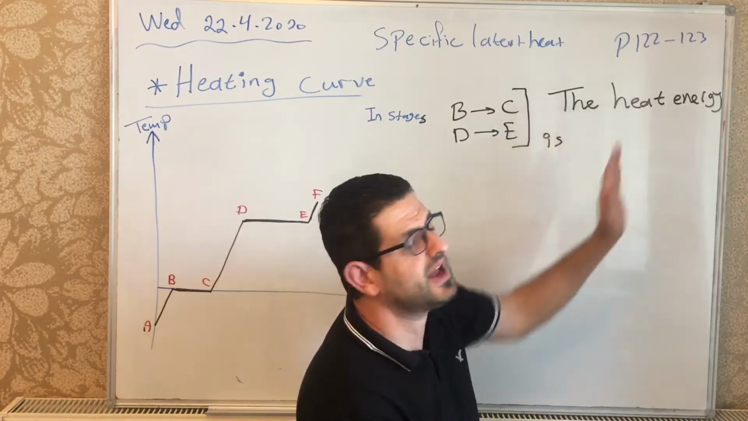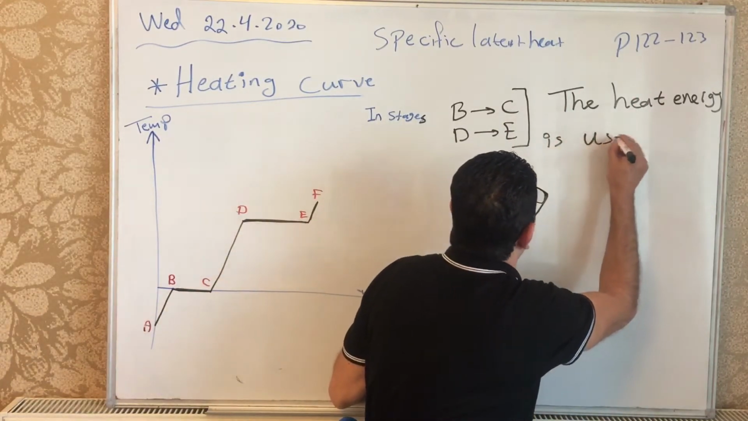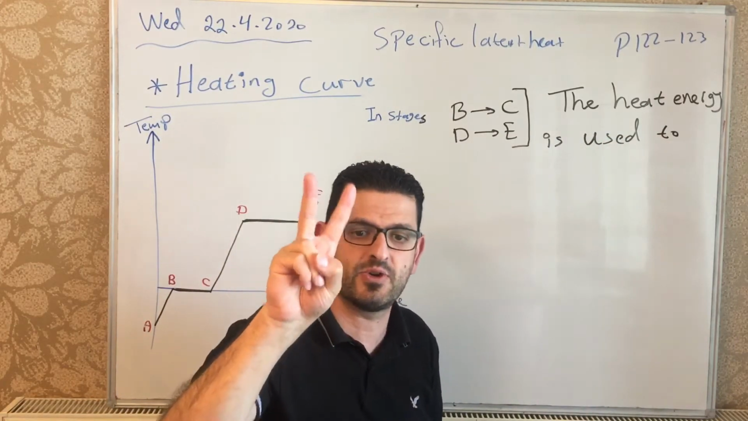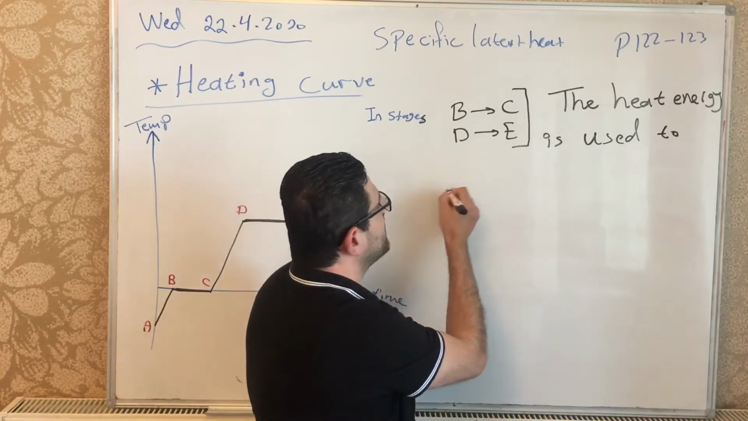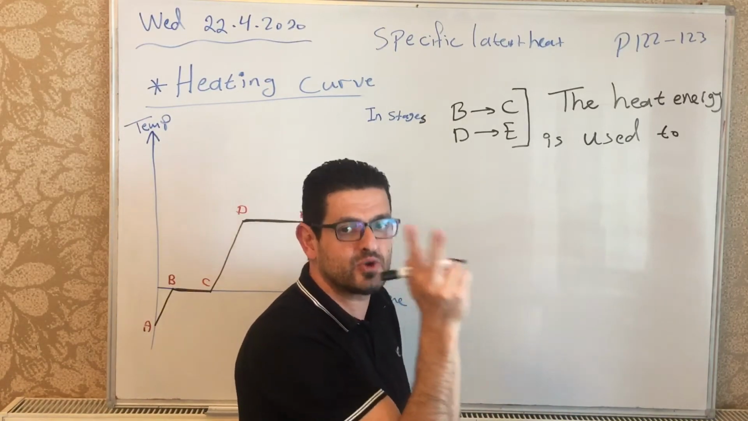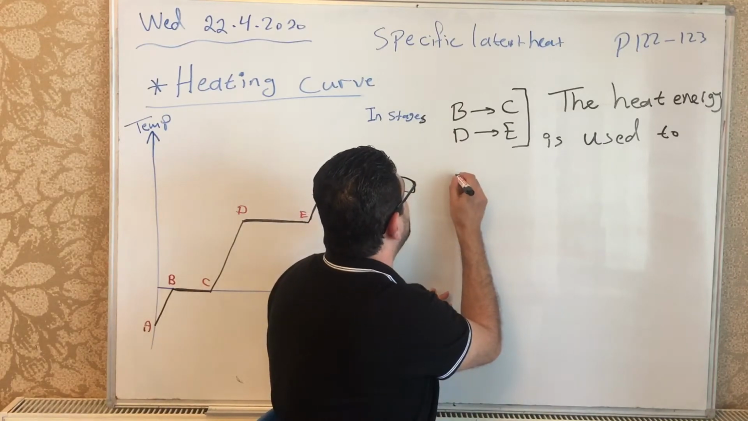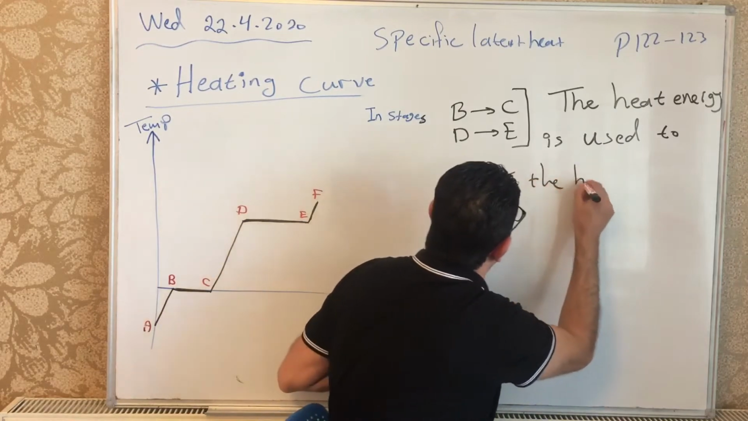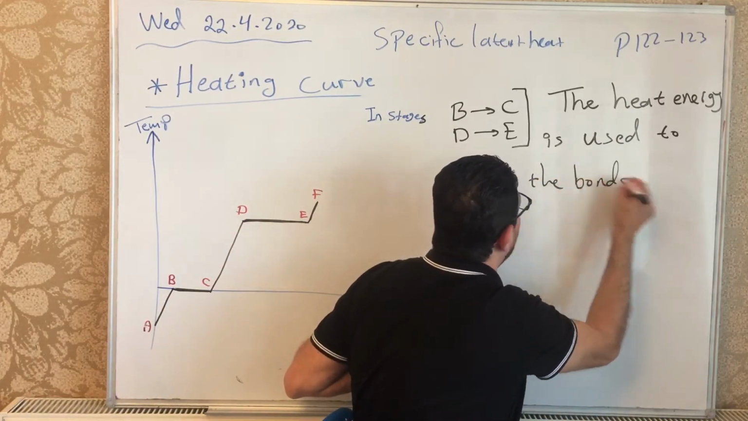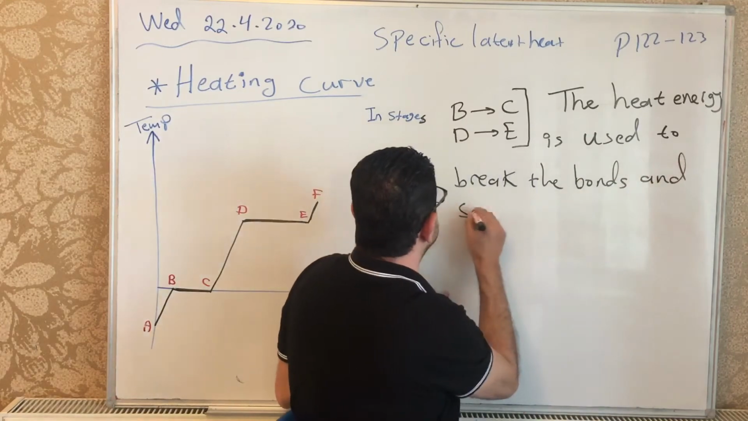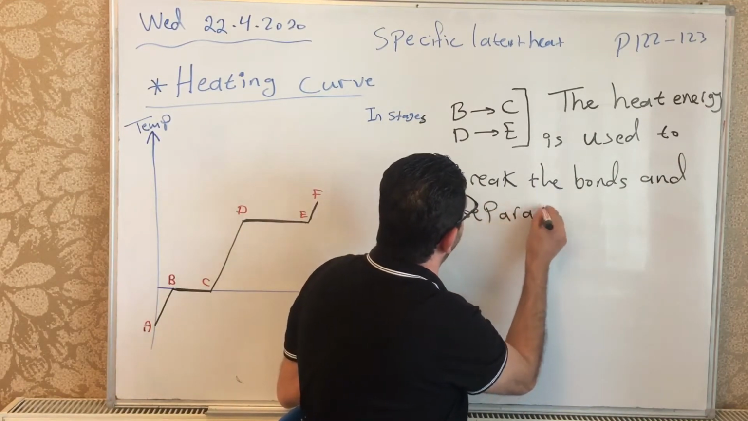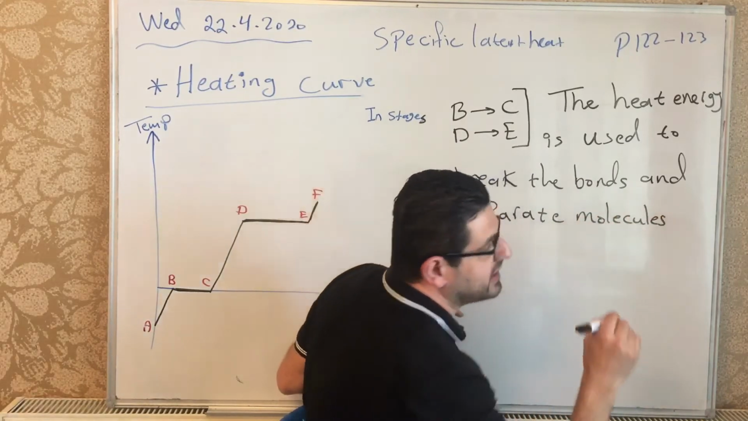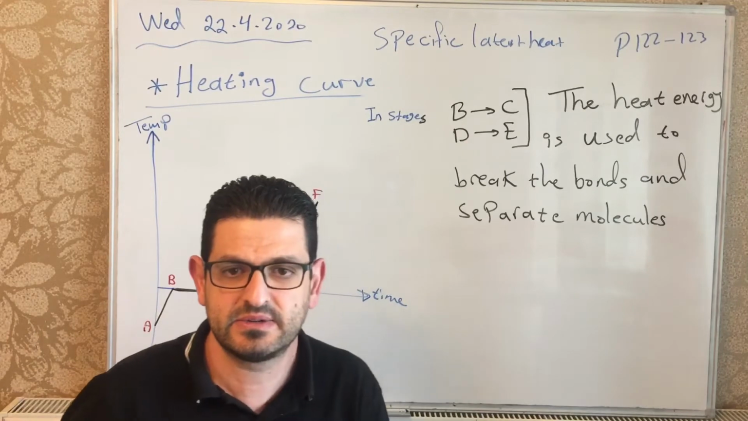We say the heat energy is used to do two things. What? Two. I will write them as a paragraph, but there are two points. Break the bonds and separate molecules. Why do you say it like this? Pay attention.